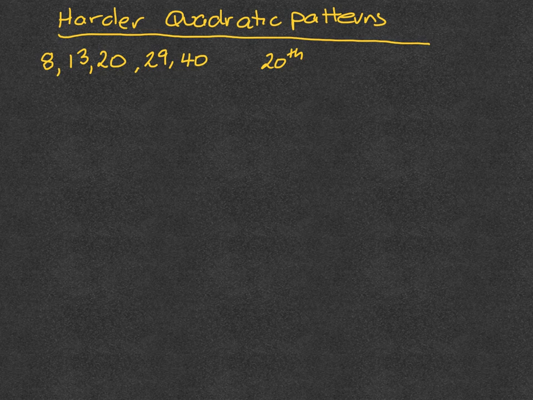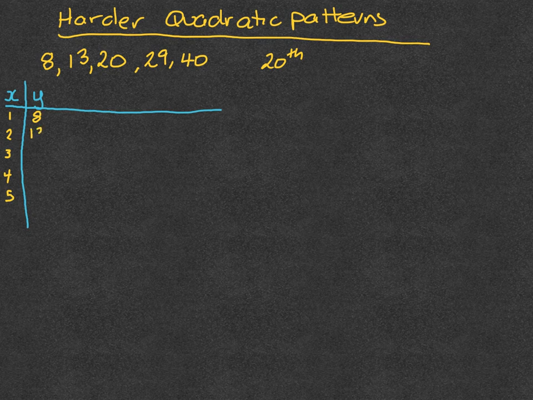So what we do is we follow what we've always done with the previous quadratic patterns. I'm going to start off with my X and my Y columns. Now, you'll notice I've tried to give myself a bit more room here because I know that this one's going to take me a little while. So I'll just go across here like that. So we've got our 5 X values, 1, 2, 3, 4, 5, and our Y values are 8, 13, 20, 29, and 40.